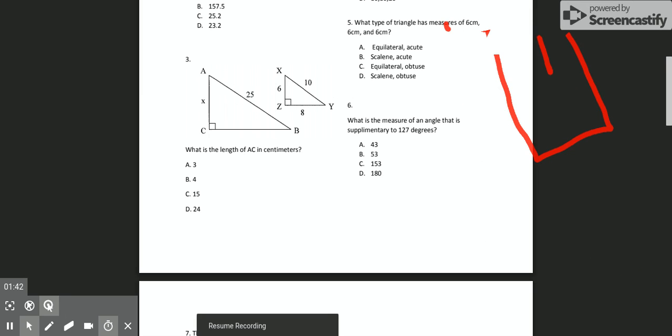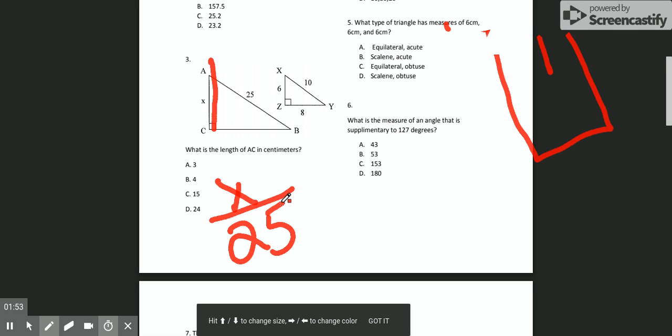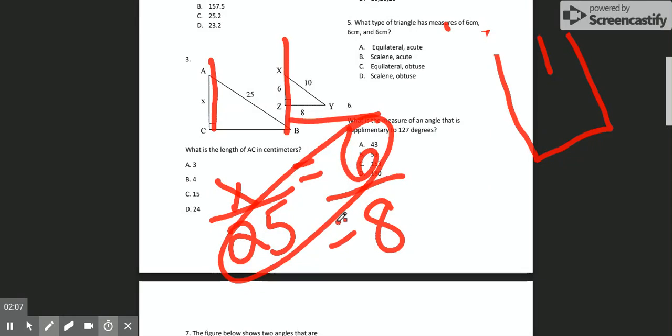All right, number 3, you have proportional shapes. So again, you're going to set up a proportion. So I'm going to do this side, which is x over 25. So I've got to set it up to that side, same side, over 8, so that you're putting the same width to width and length to length. So you again cross multiply 25 and 6, and then divide it by 8, and you should get 15 as your answer.